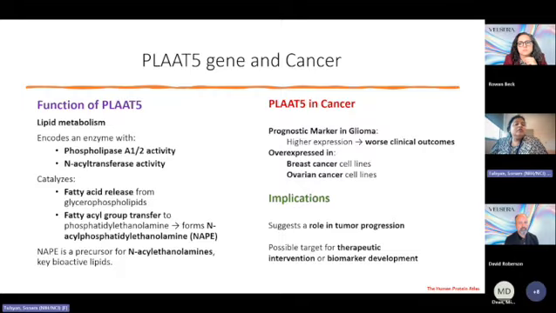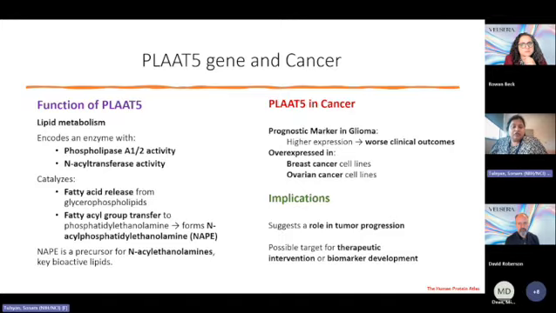It encodes a phospholipase A2 activity enzyme and acyl transferase activity, which catalyzes fatty acid release from glycophospholipids and transfers the acyl group to phosphatidylethanolamine and forms N-acyl phosphatidylethanolamine, which is a precursor for lipid metabolism.